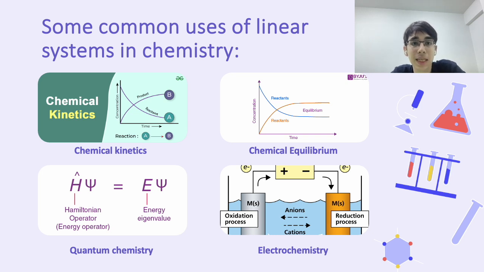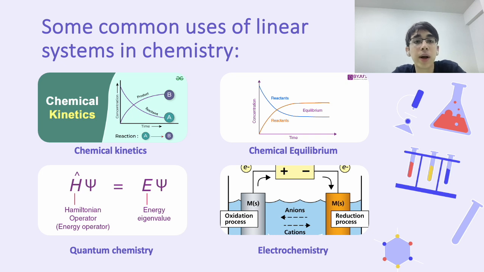The second is chemical equilibrium. In chemical reactions, equilibrium occurs when the reactants and products reach a balance. Linear systems help calculate the concentrations of all substances at this balance point using relationships like the equilibrium constant.